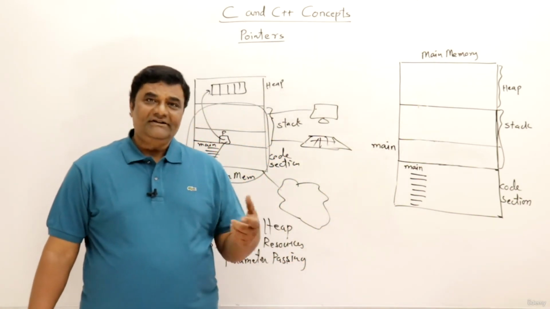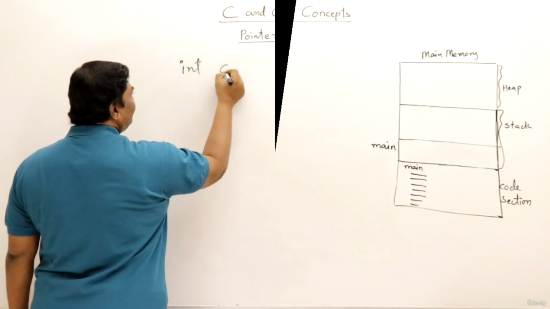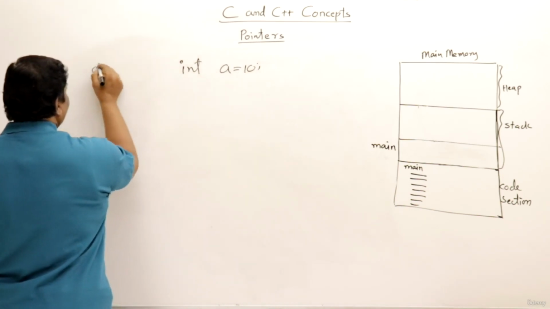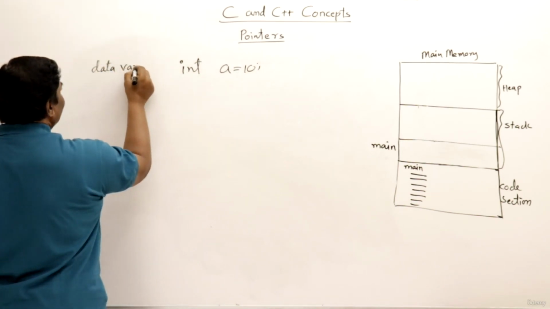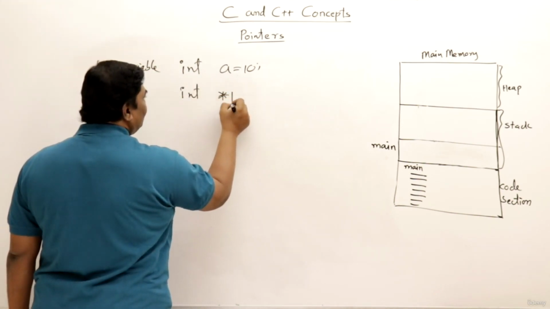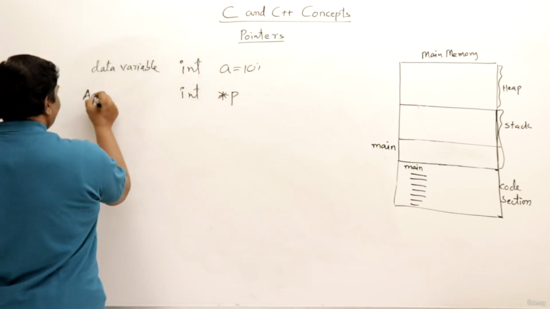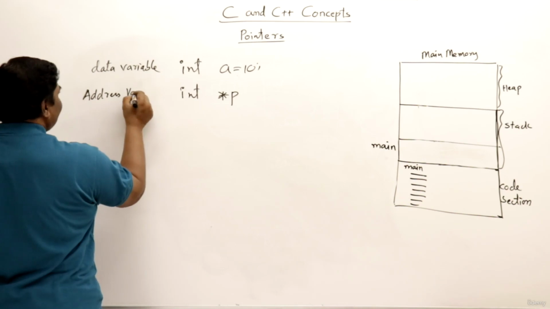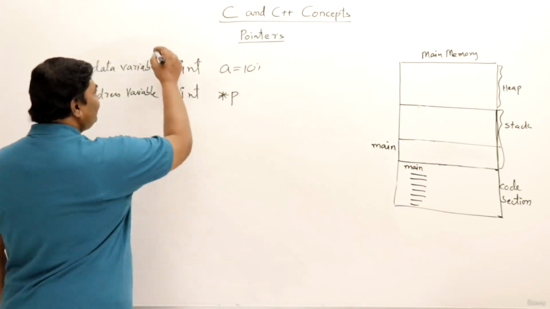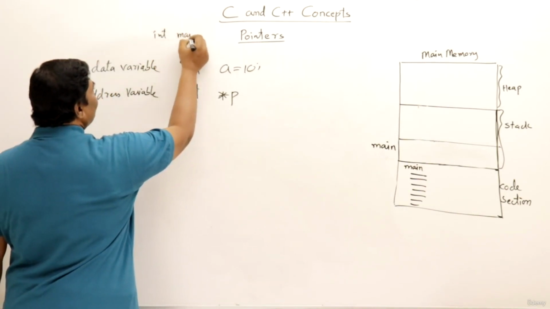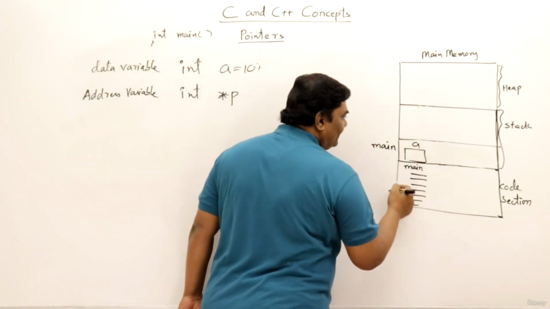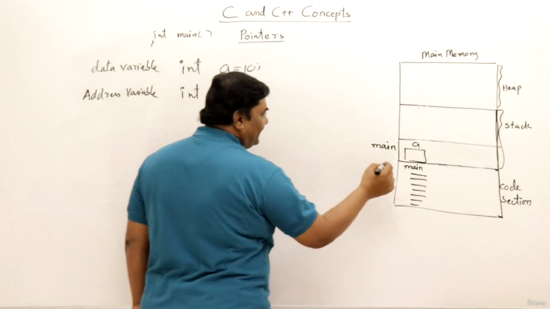By taking a small example, I will show you. This is a data variable. I am declaring A and also initializing it. Normally we declare variables like this. Then second, the pointer. This is an address variable. Address variables are called pointers in C++. Suppose this is inside the main function. This variable will occupy memory inside the stack frame of the main function, inside the stack, with the value 10.